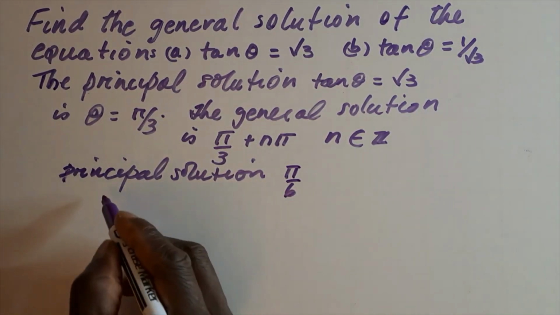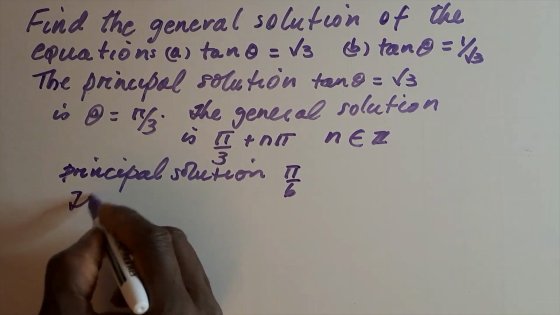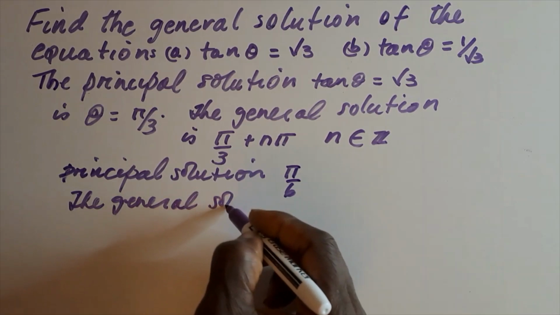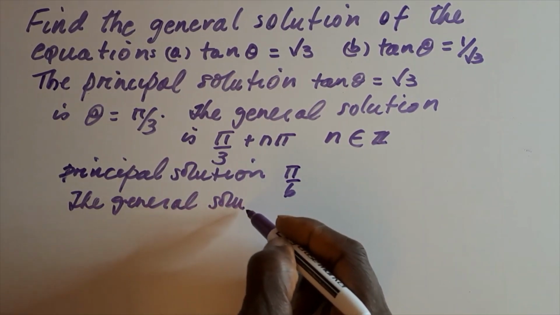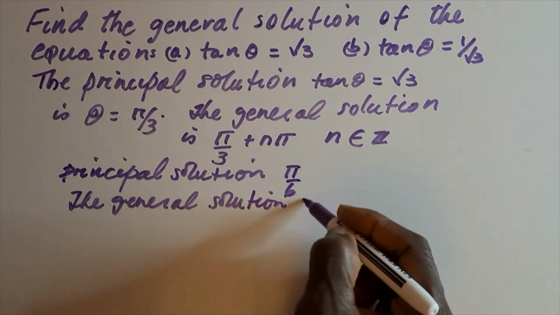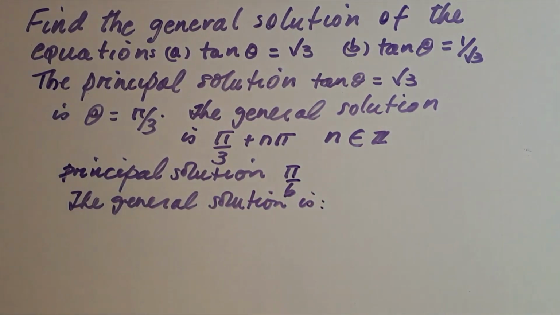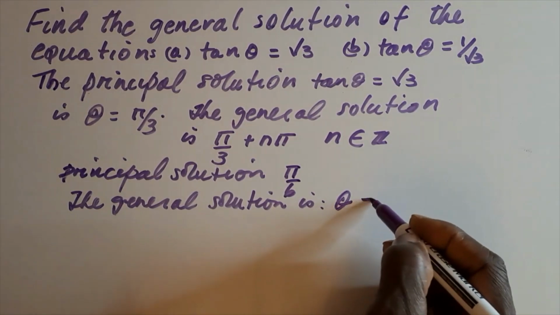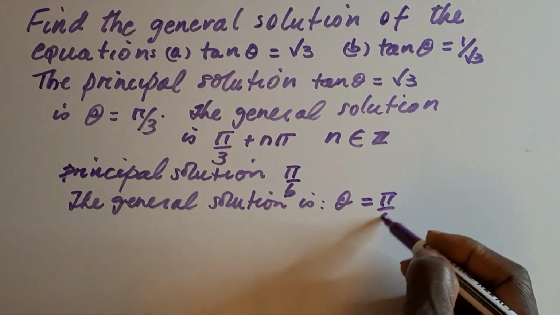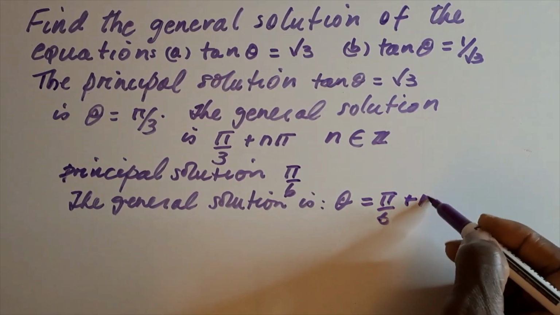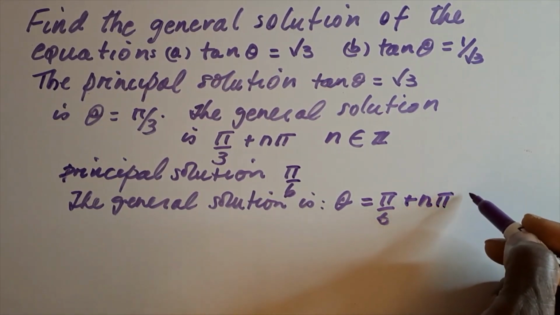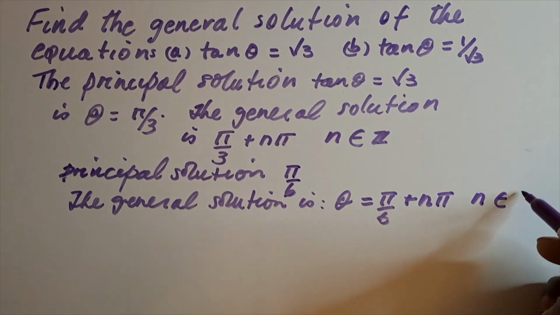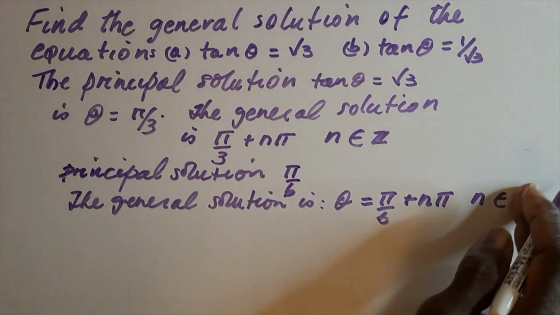So our general solution is theta equals pi over 6 plus a multiple of pi, where n belongs to a set of integers.